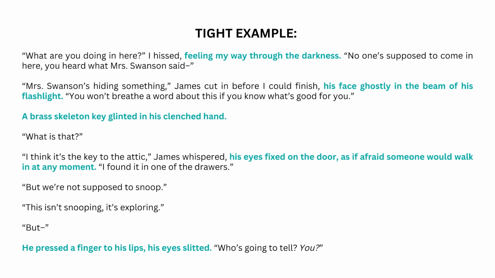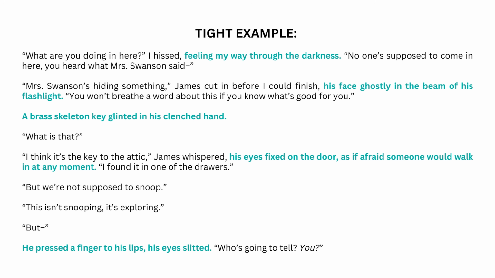"What are you doing in here?" I hissed, feeling my way through the darkness. "No one's supposed to come in here. You heard what Mrs. Swanson said." "Mrs. Swanson's hiding something," James cut in before I could finish, his face ghostly in the beam of his flashlight. "You won't breathe a word about this if you know what's good for you." A brass skeleton key glinted in his clenched hand. "What is that?" "I think it's the key to the attic," James whispered, his eyes fixed on the door as if afraid someone would walk in at any moment. "I found it in one of the drawers." "But we're not supposed to snoop." "This isn't snooping, it's exploring." But he pressed a finger to his lips, his eyes slitted. "Who's going to tell? You?"